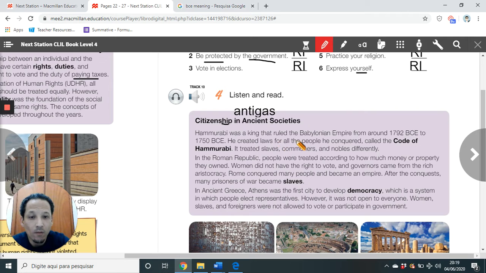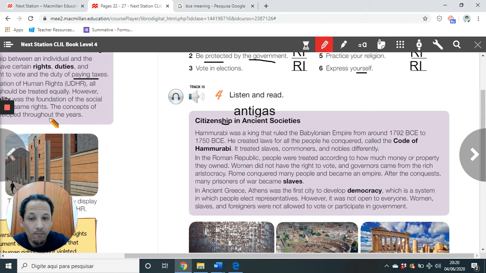Hammurabi was a king that ruled the Babylonian Empire from around 1792 BCE to 1750 BCE. He created laws for all the people he conquered, called the Code of Hammurabi. It treated slaves, commoners, and nobles differently. In the Roman Republic, people were treated according to how much money or property they owned. Women did not have the right to vote, and governors came from the rich aristocracy. Rome conquered many people and became an empire. After the conquests, many prisoners of war became slaves.